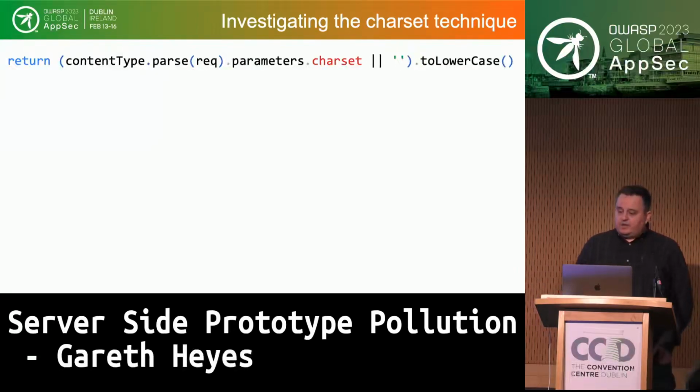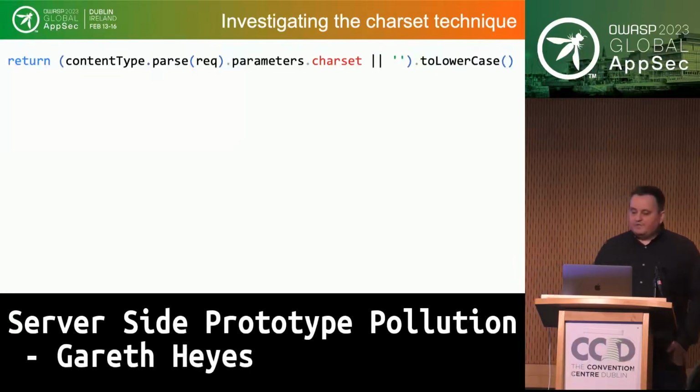But after writing this technique up and putting it on the blog, Andre, one of my colleagues, asked a very, very valid question. How come the original charset in the request content type header doesn't prevent prototype pollution? After all, I've just gone over that, where you can't have an existing property. You have to have a unique property that's inherited.